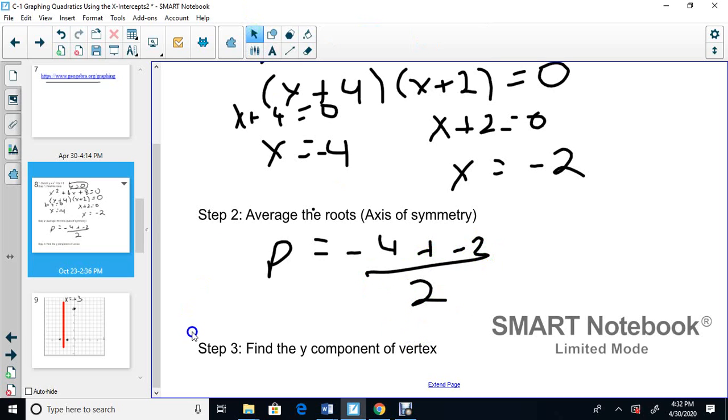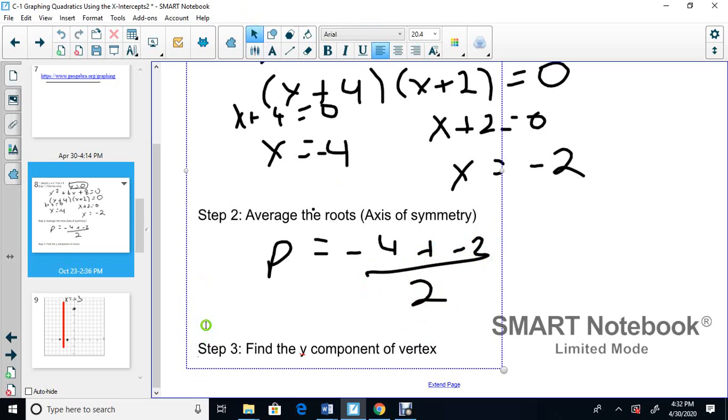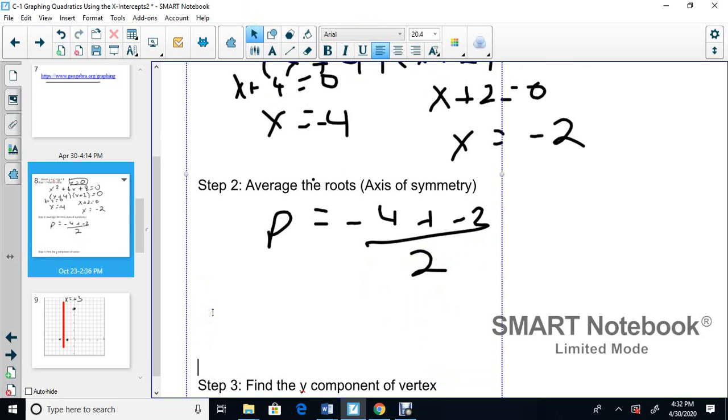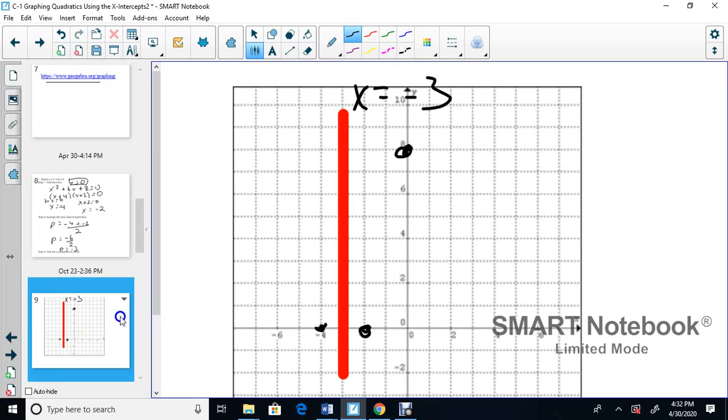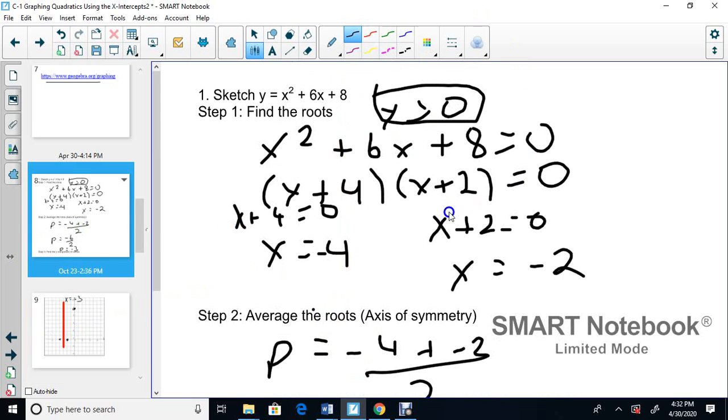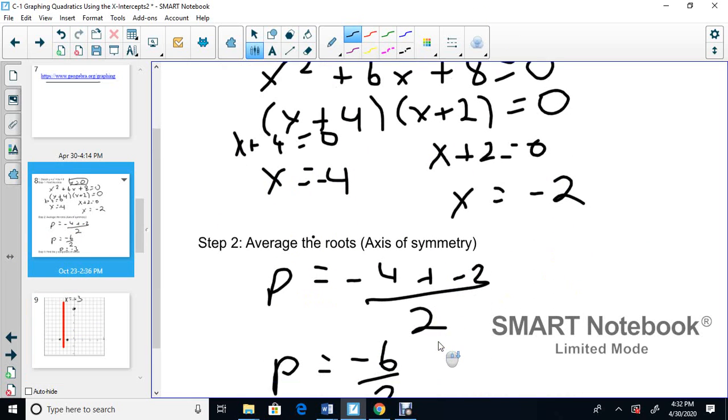Okay, and now, we should make this a little bit longer here. We're going to have p equals negative 4 plus negative 2, which is negative 6, over 2, so p is negative 3. Okay, we could have looked at the graph. We knew it was negative 3 on the graph, right here. We could have looked at the graph and got it. Here's how you do it mathematically. You take the two x-intercepts, you add them, and you divide by 2.